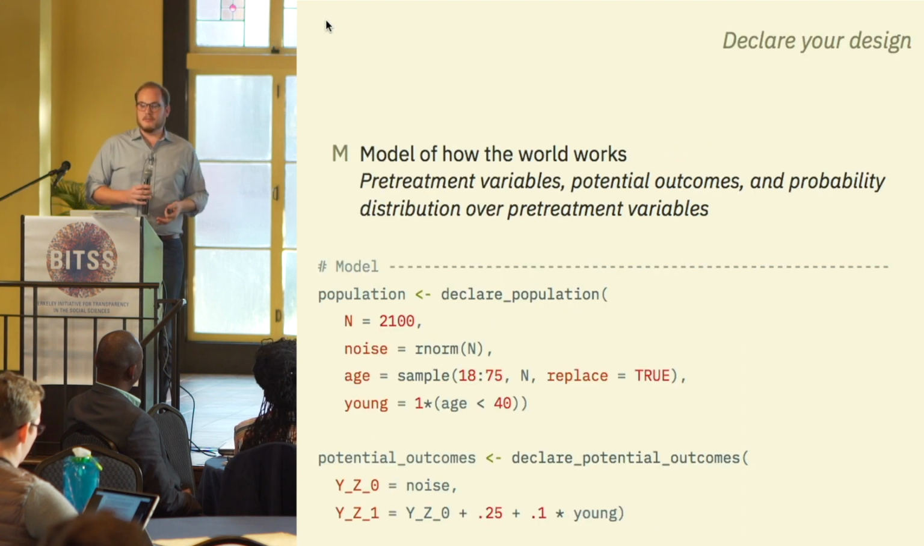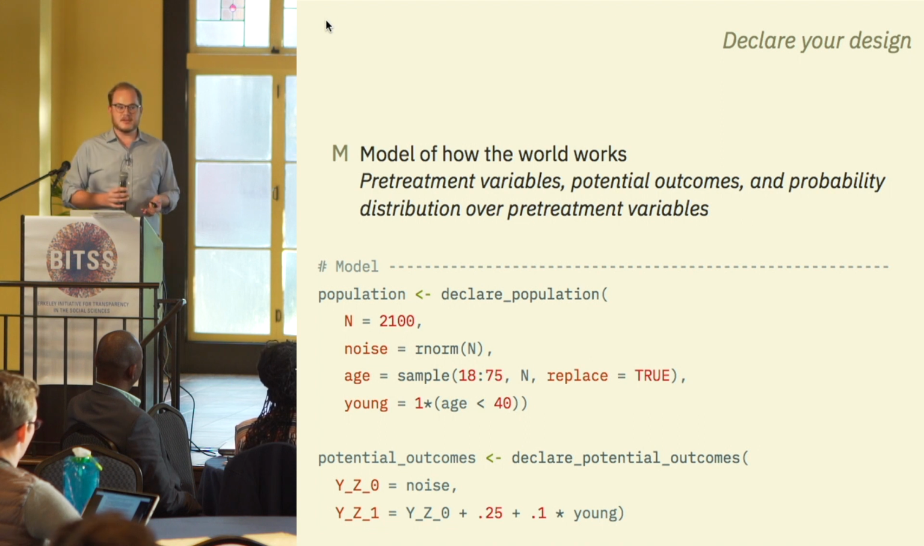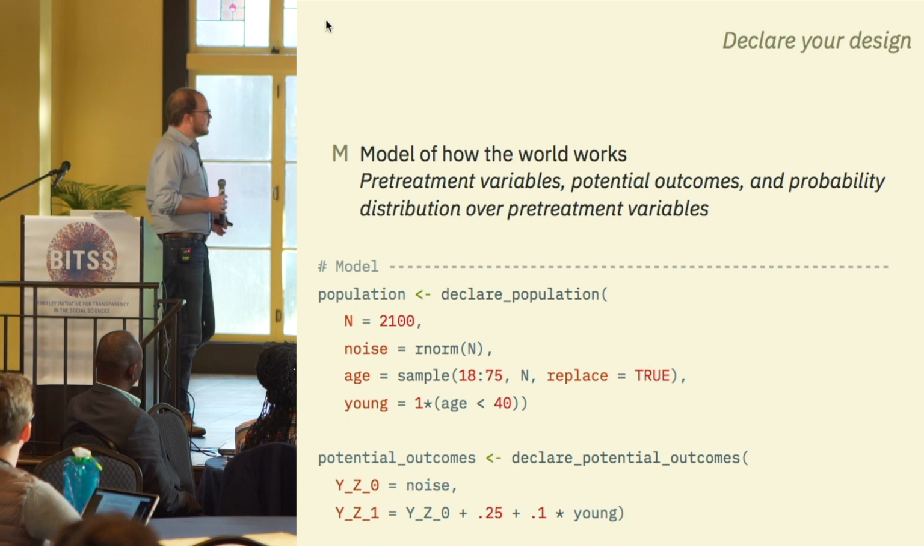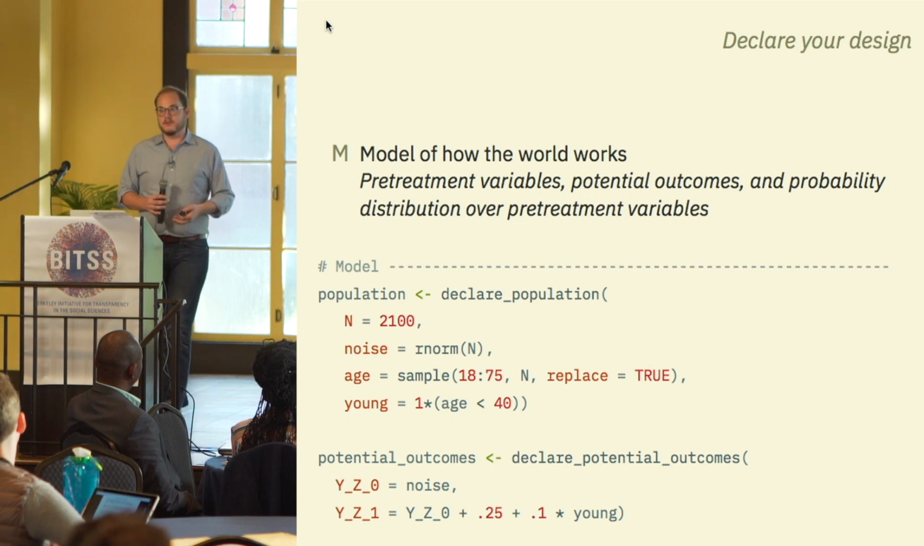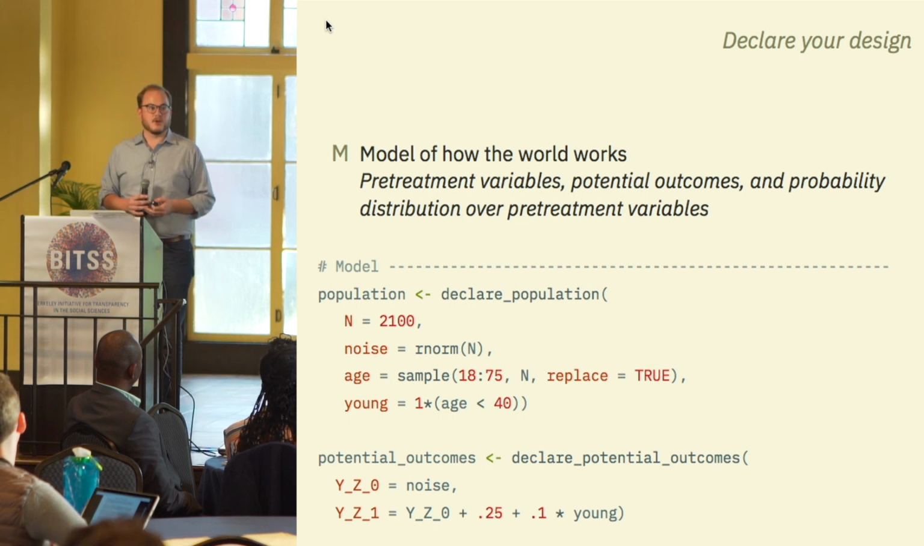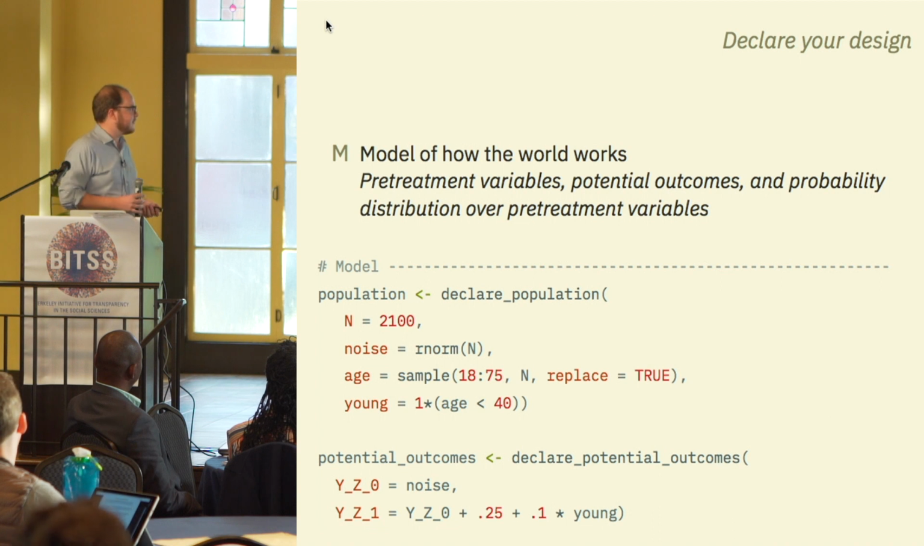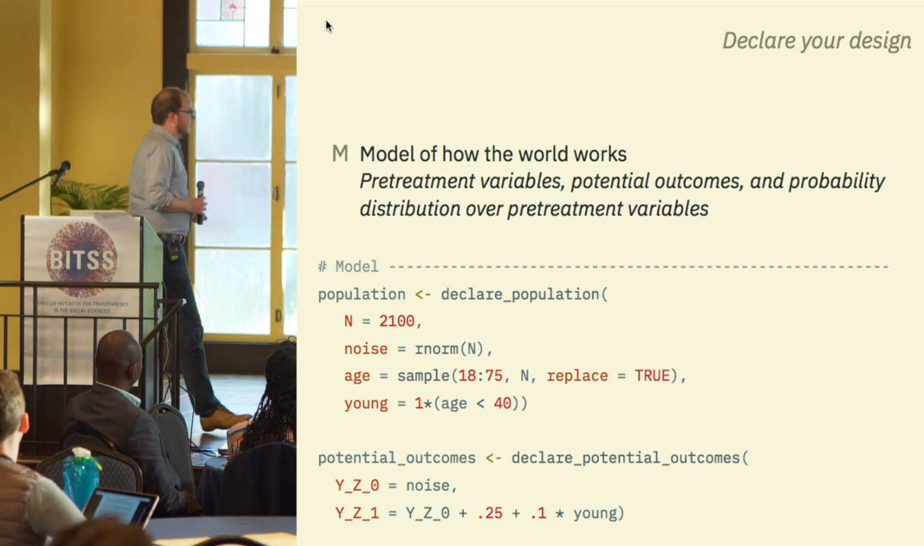So I'll show you some R code. We've written a set of R packages that help you to do all of this. We're also working on tools for Stata and for the web that I'll talk about in a minute, just to illustrate and give you a flavor for how this works and what kind of information you need to be able to provide in order for our tools to help you answer the question, is this a good design for the question that you have? So first you specify your model of how the world works.